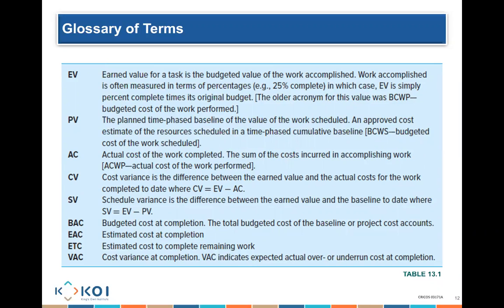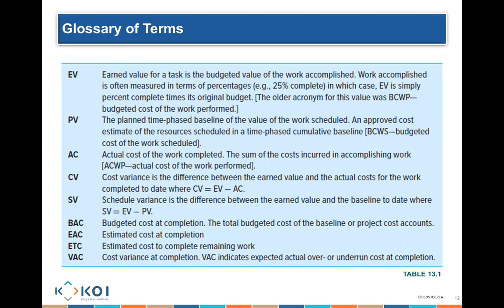Estimated to complete is the estimated cost to complete the remaining work. So let's say I completed $1,000 worth of work and I still need to do $200 worth of work to be able to complete the actual project. So estimated to complete is the $200 more I need to spend to really complete the project.